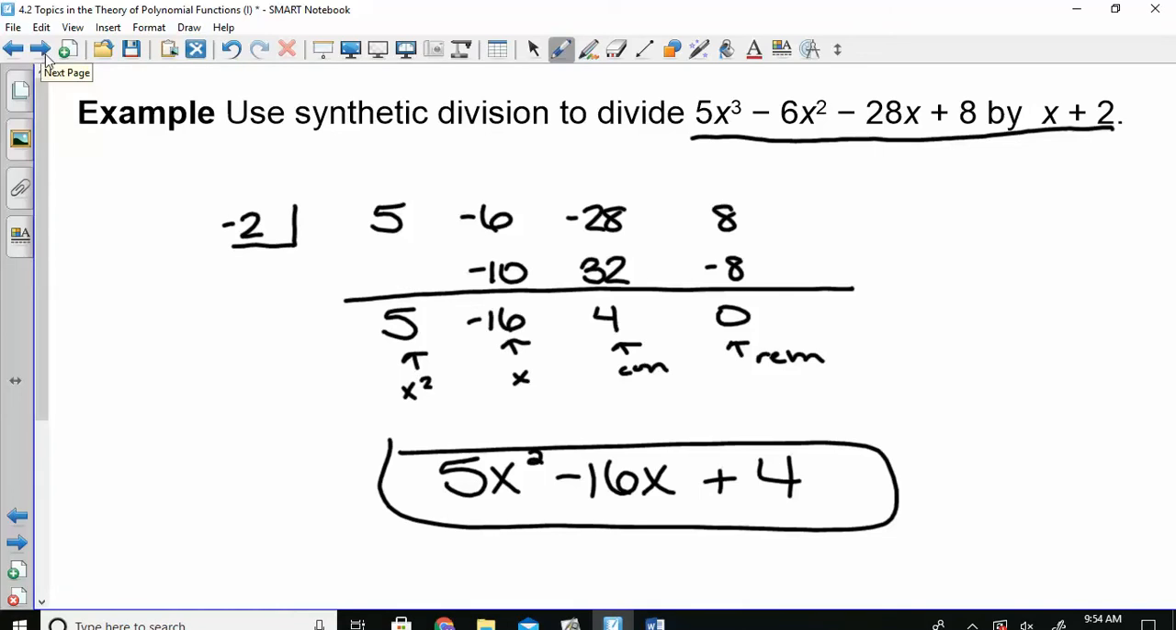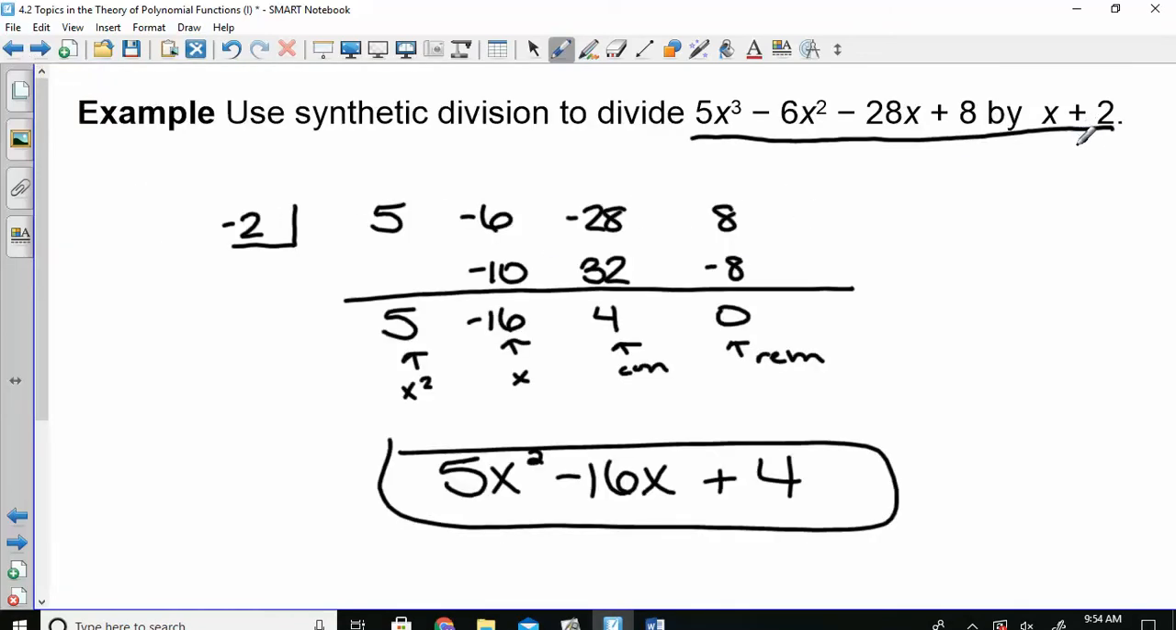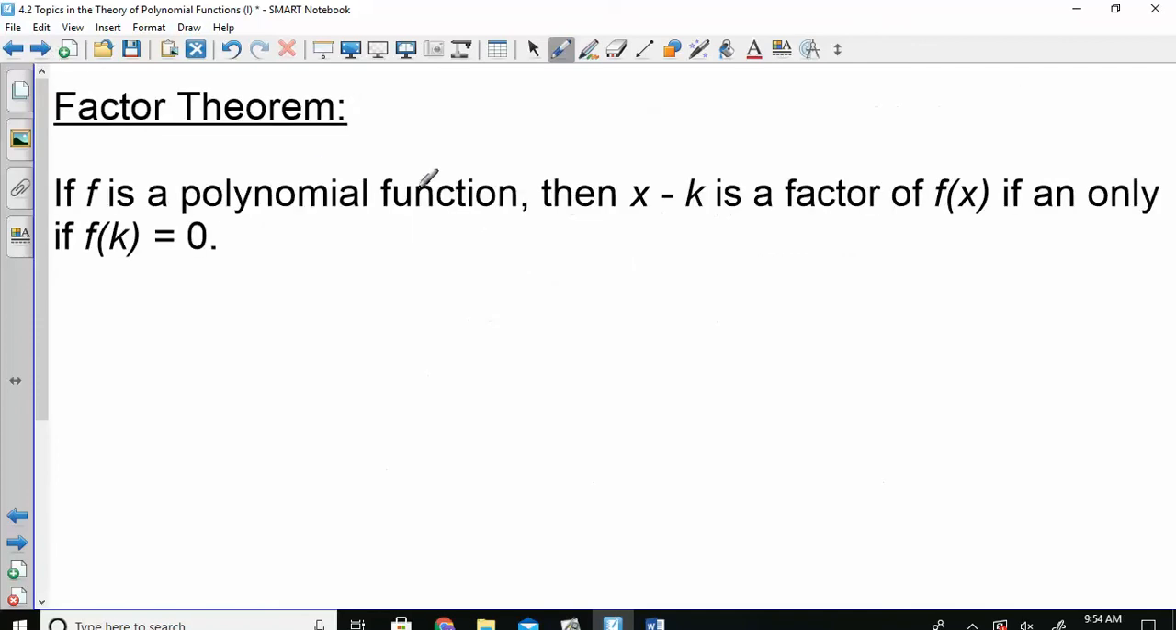So in general, if it's a factor, that means it would divide evenly. So the remainder is 0. So anytime the remainder is 0, then that number is a factor. Right? We are going to talk a lot about factors versus 0.